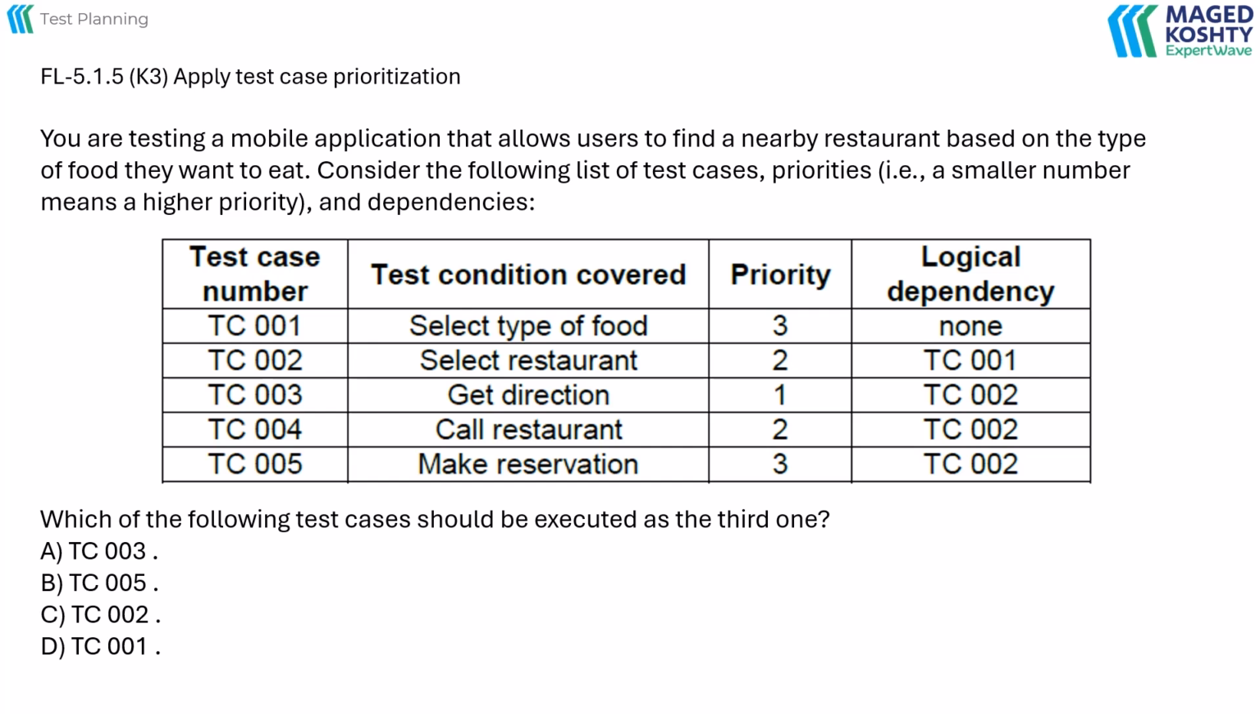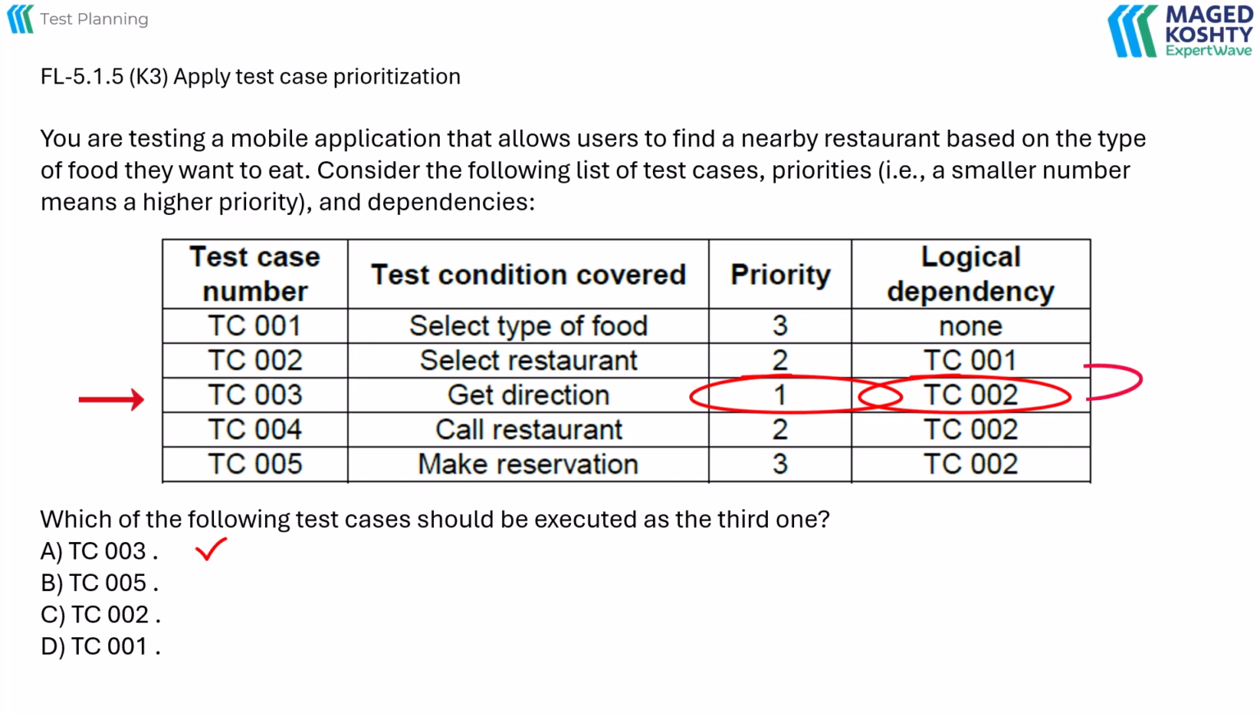Okay, so we need to prioritize all the test cases and find the third one. Notice that a smaller number means a higher priority. So we should start with priority 1 test cases, which is test case 3. However, test case 3 depends logically on test case 2, which in return depends on test case 1. So we should execute test case 1 first, even though it's priority 3, then execute test case 2, even though it's priority 2, then execute test case 3. So the third test case is test case 3, option A.